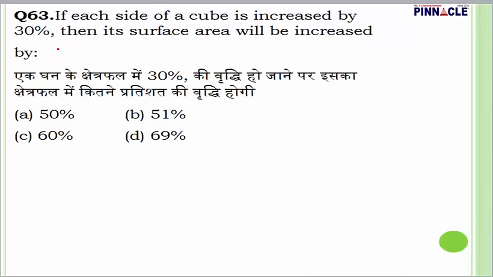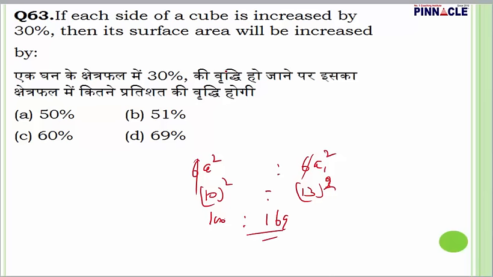If each side of a cube is increased by 30%, then its surface area would be increased by how much? Let's say the surface area of a cube is 6a squared, and you can cancel 6 to 6. If the side is 10, it becomes 100. Each side is increased, so now it has become 13. So 13 squared is 169, against 100.